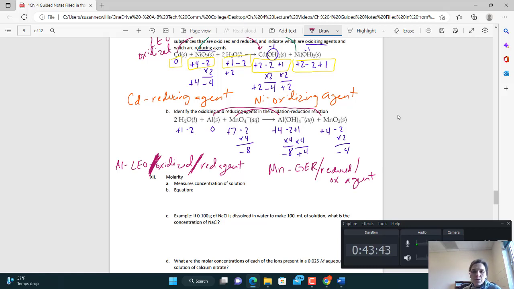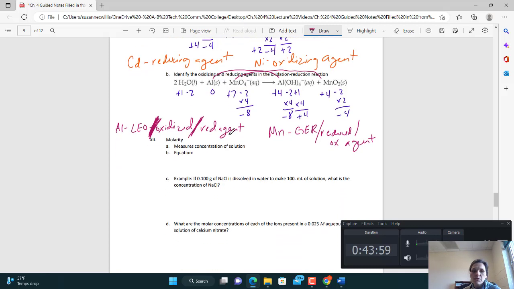In the filled-in notes, you may notice that there's an additional section on balancing half reactions. In this course, we don't cover that. If you take 152, you will look at that stuff. So if you notice a difference in our notes, that's why, and you can just skip over that. So there will be one final lecture for Chapter 4, and it'll start here with molarity.